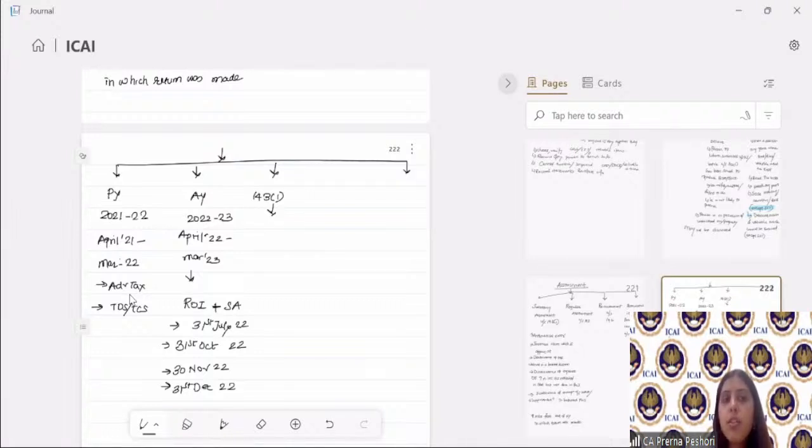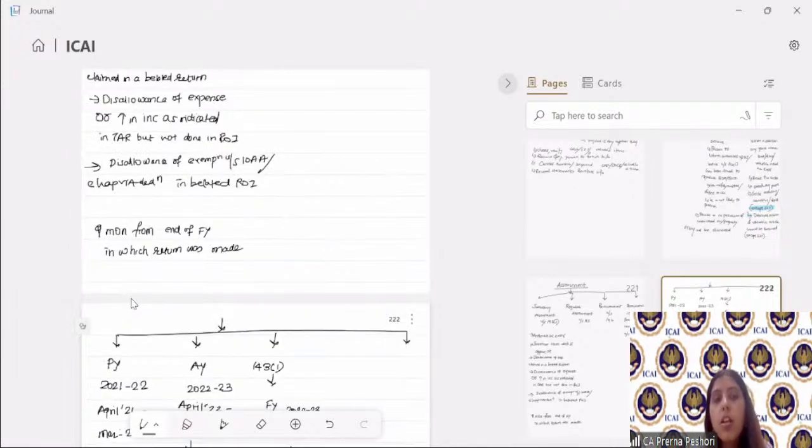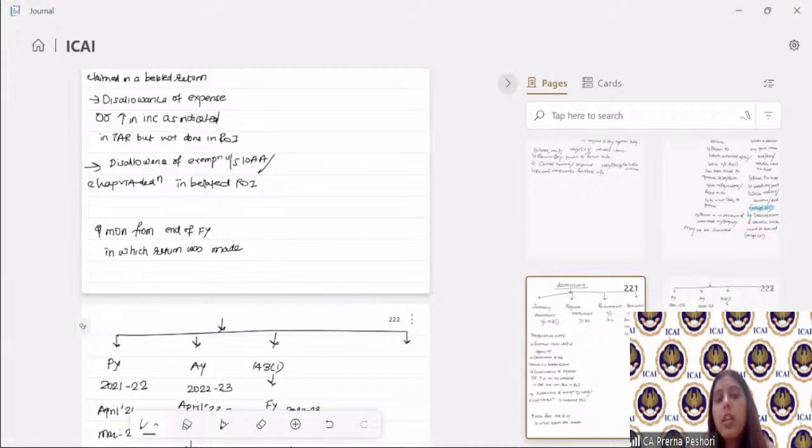So in which financial year is the return made? The financial year in which the return is made is 22-23, right? So from March 23, 9 months, this has to be by 31st December 23. So within 9 months from the end of the financial year in which the return is made, you have to send the intimation.